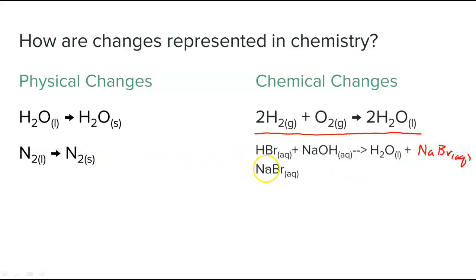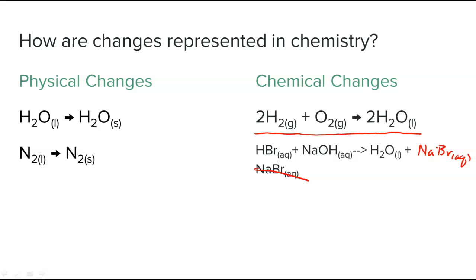There we go. That you have an H with a Br, but here you have an H with an O. Here you have an Na with an O and an H, but here you have still an Na, but it's with a Br. So they've been scrambled up and rearranged, and we say that those are new substances. These are all examples of chemical equations.